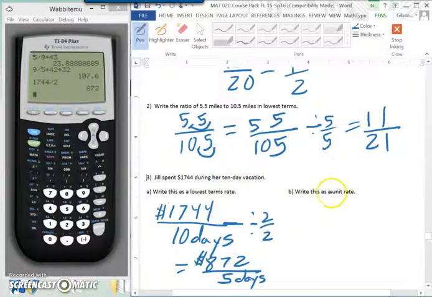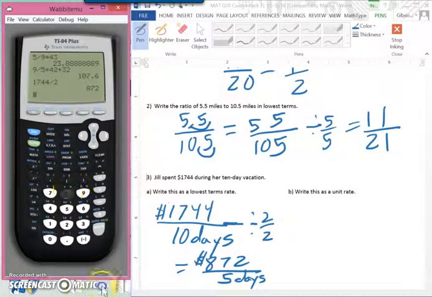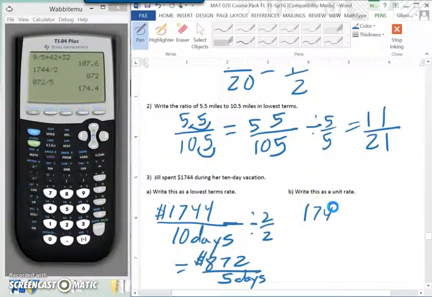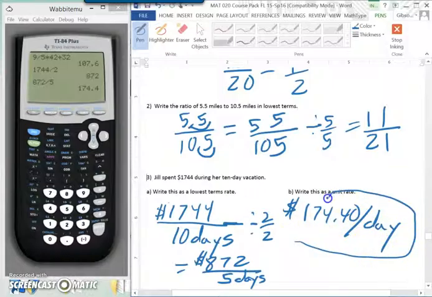Now, if they ask for this as a unit rate, then what you have to do for a unit rate is find the decimal value. So you would take 872 divided by 5, and that will give you $174.40 per day, and it's per 1 day. So this right here would be your answer for B.